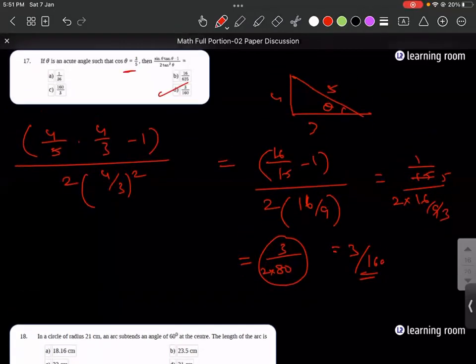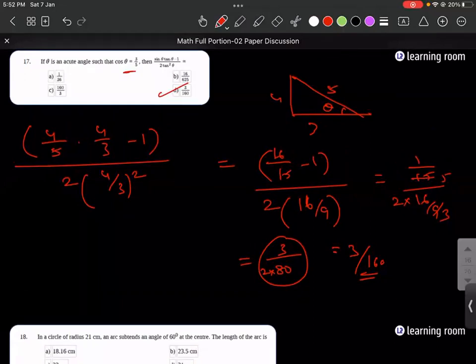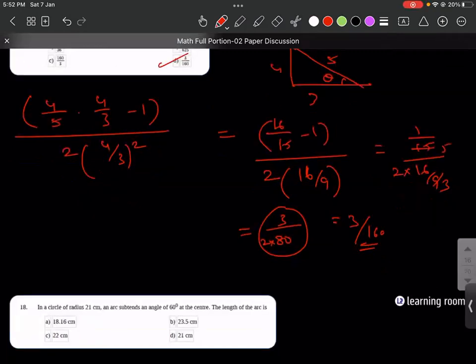Got it? Yes or no? Yes, sir. 17th, D is the right answer. What about the 18th one?